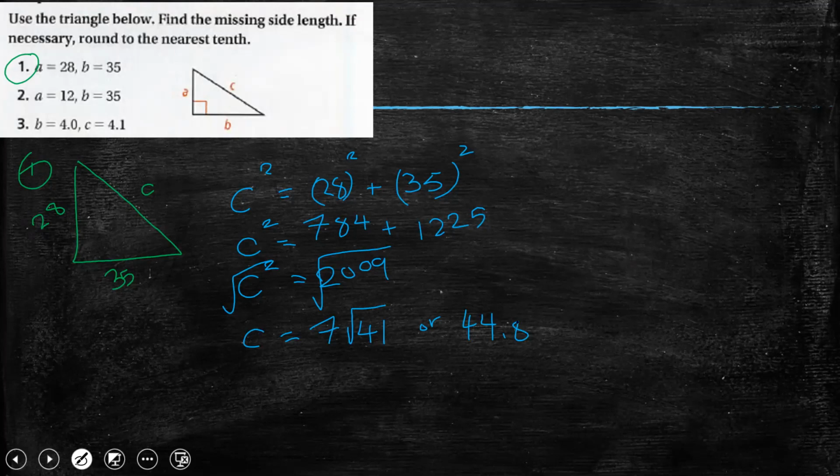Now, here, as you see, the first side here is 28 and the second side is 35. The hypotenuse must be greater than them. And as you see here, 44 is greater than 35 and greater than 28. So my solving here is correct. But if the hypotenuse is less than them, there's something wrong.